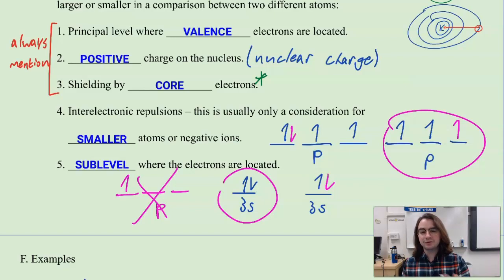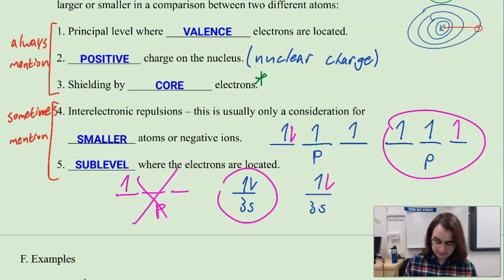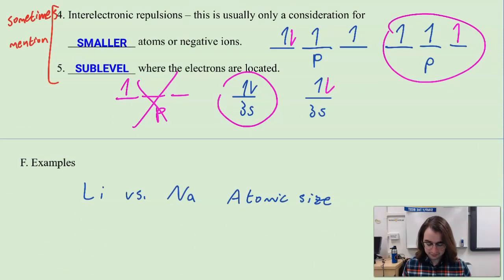Things like that, like those pieces of evidence, are sometimes things that we have to relate. So if I were to look at these, I would label these as sometimes mentioned. There you go. So let's look at an example. In other words, when we're looking at trends, we want to make sure that we at least answer 1 through 3. Let's set an example so we can see how this works.